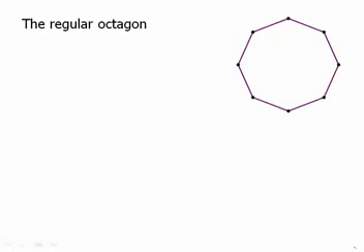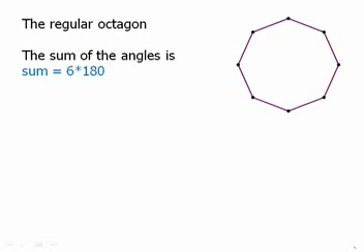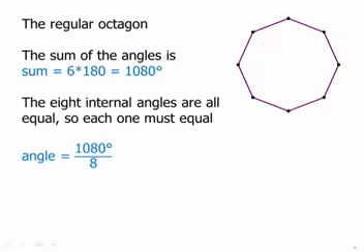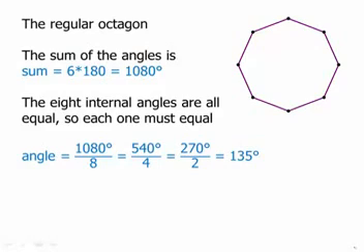The regular octagon. Sum of the angles is 6 times 180, so that is 1080. And each one of the internal angles are equal, so each one must equal 1080 divided by 8. So cancel a factor of 2, that's 540 divided by 4. Cancel another factor of 2, that's 270 divided by 2. 270 divided by 2 is 135 degrees.